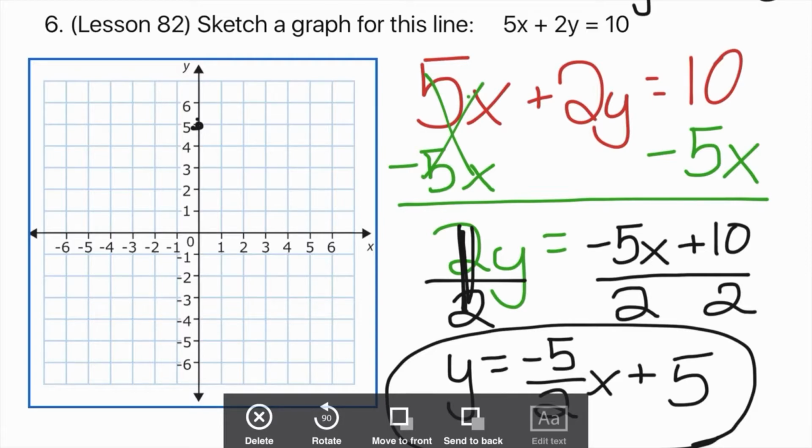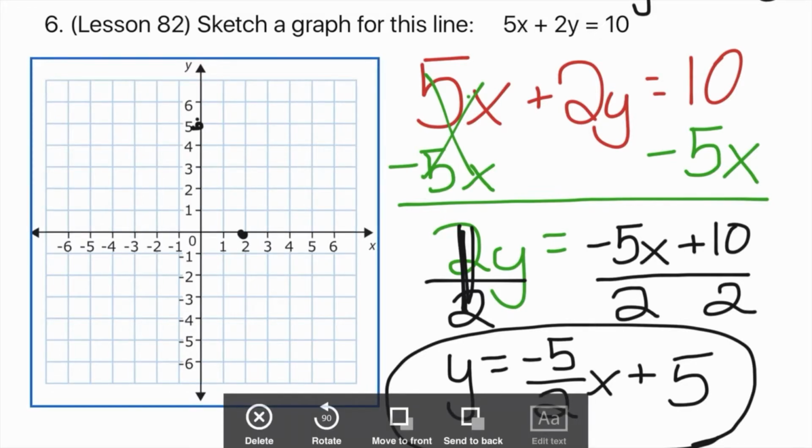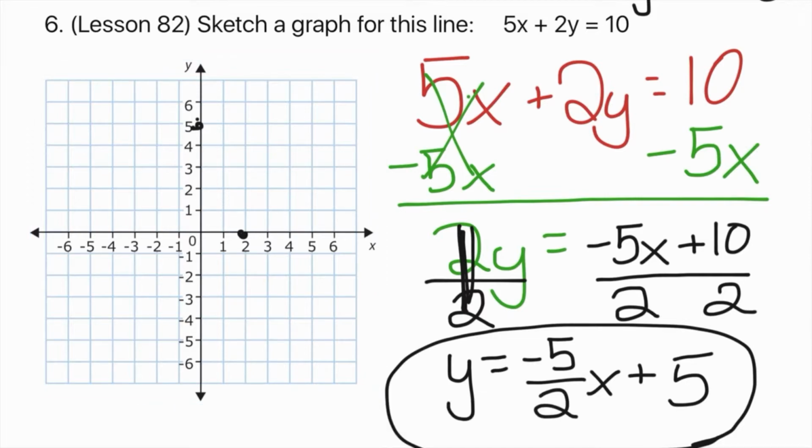Now I can see my slope is negative 5 over 2. That means the rise is negative 5, which means I actually go down 5. And then I always go to the right, so I go to the right 2. So we're going to count and go down 5 spaces from the 5 on the y-intercept. So go down 4, 3, 2, 1, 0. And then from there, I go to the right 2. So I put a dot on (0, 2).